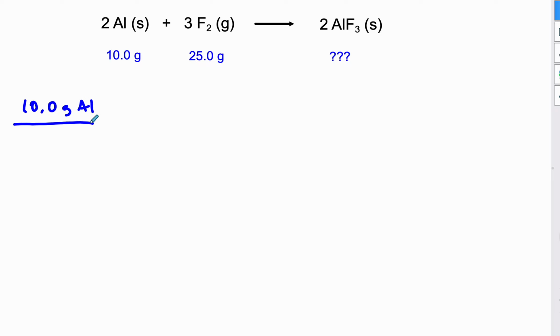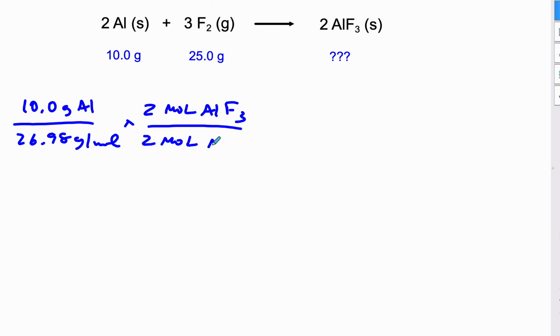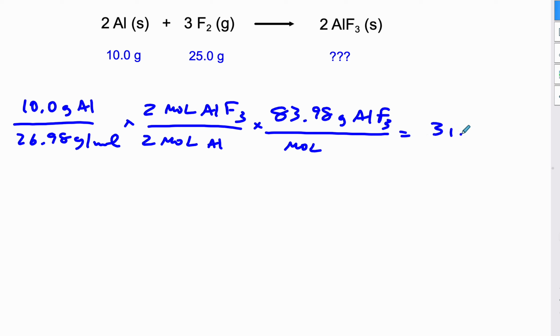10.0 grams of aluminum divided by the molar mass gives me moles of aluminum. I'll multiply that by 2 moles of product, aluminum fluoride, for every 2 moles of aluminum. And I'll convert that to mass by multiplying by the molar mass of aluminum fluoride. And that gives me 31.2 grams of aluminum fluoride. So if aluminum is the limiting reactant and therefore gets used up first, I'll expect 31.2 grams of aluminum fluoride.